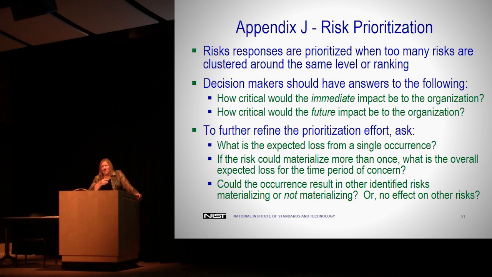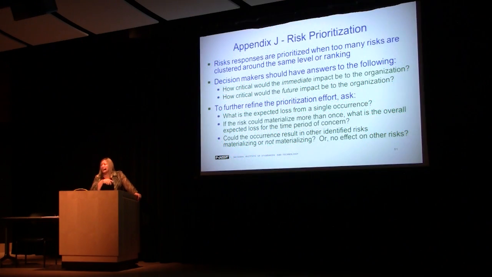If one problem could lead to other problems, then you might want to fix the problem at the top of that pyramid before it flows down to cause other problems. That's information you find in Appendix J to help you prioritize, especially if you have the clustered situation with your risks at the end.